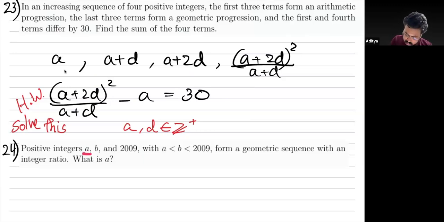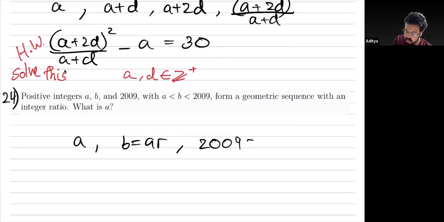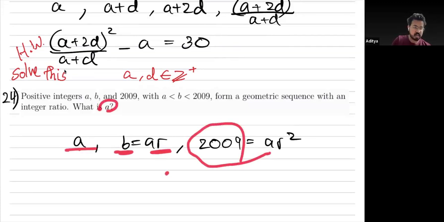Positive integers a, b, and 2009, always increasing, form a geometric sequence, with an integer ratio. a is an integer, b is equal to ar, and 2009 is ar square. A is an integer, b is an integer, the ratio is also an integer. You have to find what exactly a is.